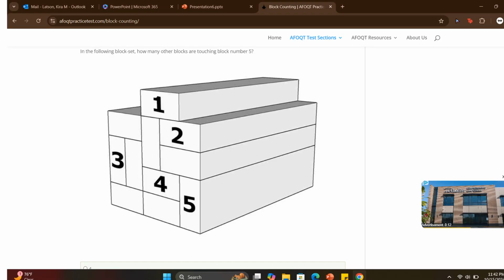Alright, the last one that we will be talking about is block counting. Yes, my favorite. Let's go over this real quick. How many blocks are touching block 5? We're starting at block 5 right here: 1, 2, 3. It should be 3. So the answer I got is 3.